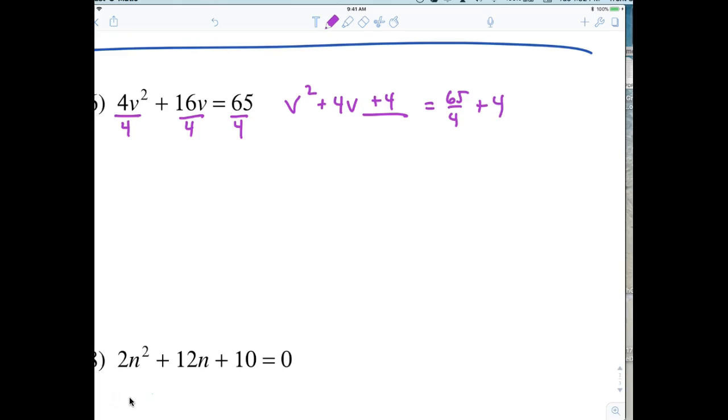All right? So now it factored into what now? (v + 2)² is equal to, now, 65 over 4 plus 4 is what? 69. You guys, some of you, we got a lot of reviewing to do.